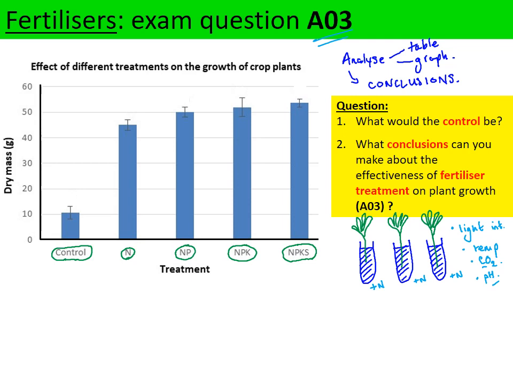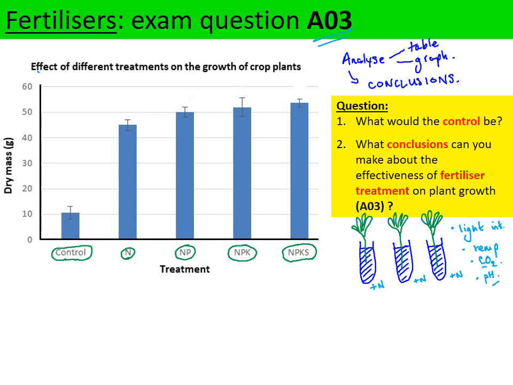Now, obviously, over a certain period of time, it might be 1 week, we are then going to remove the seedlings. We're going to place them in an oven and dry them off to evaporate all the water content from the seedlings. And then we're going to measure the dry mass of the seedlings. And that allows us to plot the data on this graph here.